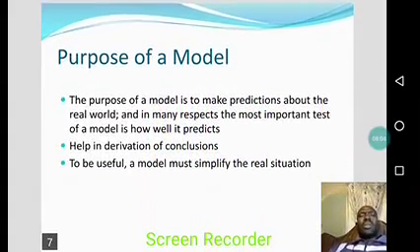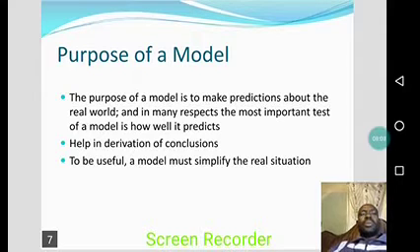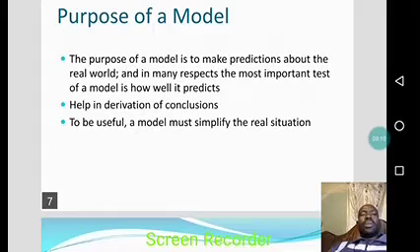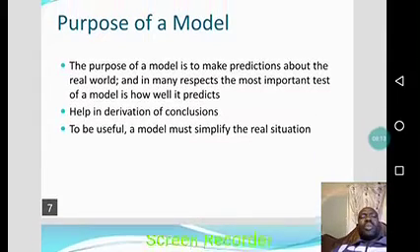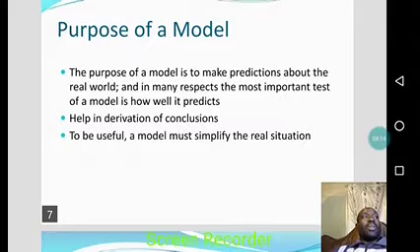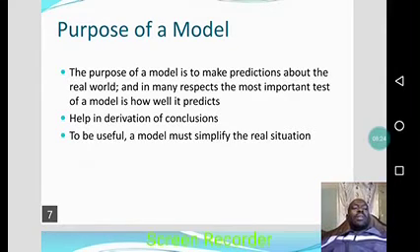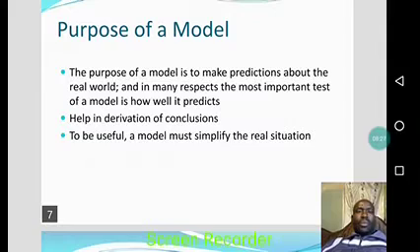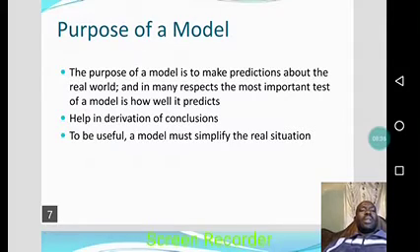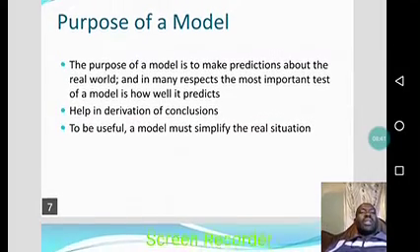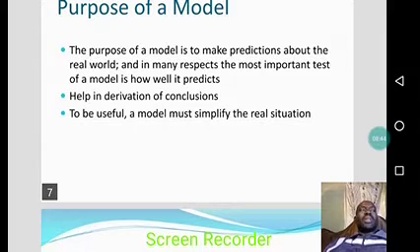What is the purpose of a model? Of course, it would be pointless for us just to talk about models when they are not even that important. We need to understand why models are needed in economics. So the purpose of a model is to make predictions about the real world. And in many respects, the most important test of a model is how well it predicts.